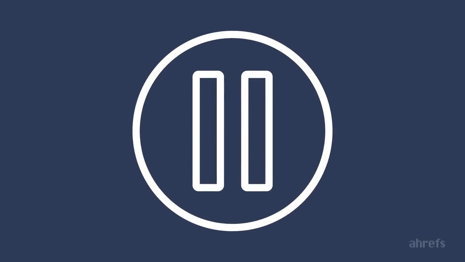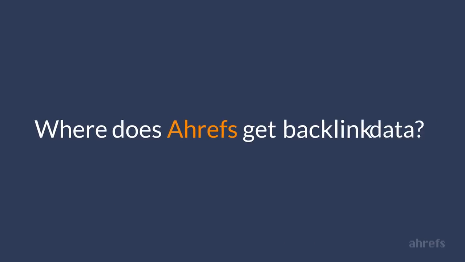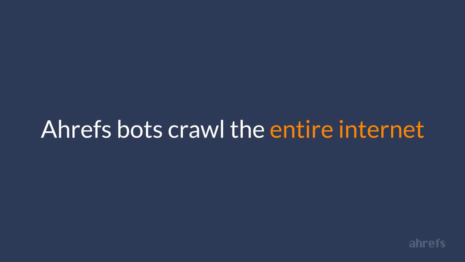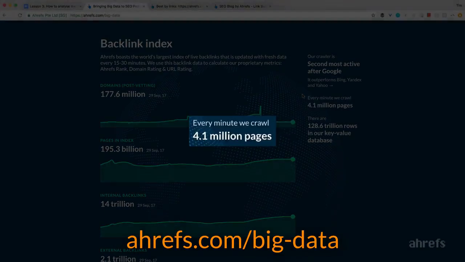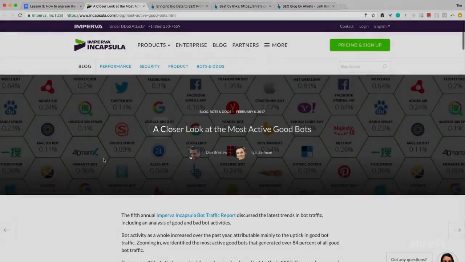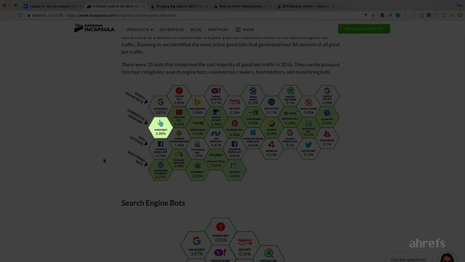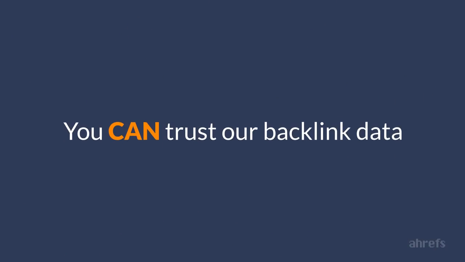So pause this video and plug your own blog into Ahrefs Site Explorer to see how many backlinks your best articles have. And by the way, you might be wondering where we get these numbers of backlinks and if you can trust this data. I'm glad you asked, because it is our favorite thing to brag about. Ahrefs bots have to crawl the entire internet to collect this information, which is pretty hard to do, to be honest. As of today we crawl 4.1 million pages every minute. And according to a third-party study, Ahrefs bot is the second most active after Google. In other words, you can trust our backlink data.